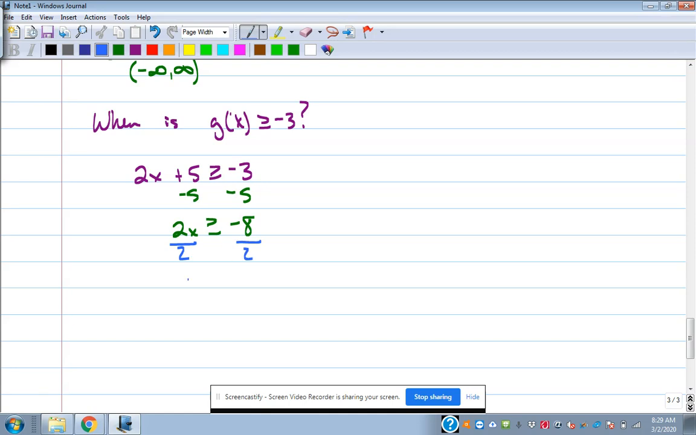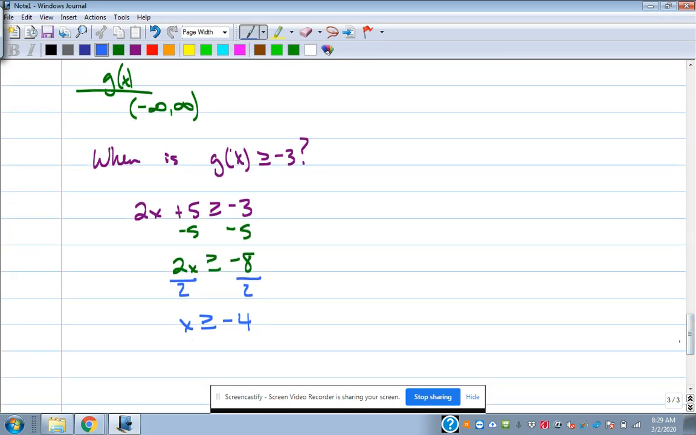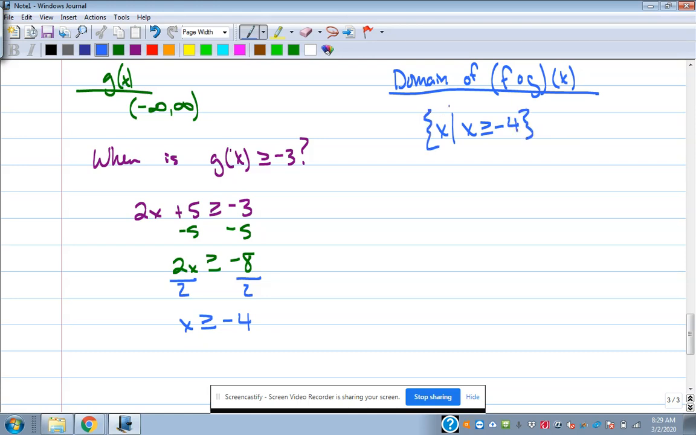Divided by 2. It works when x is greater than or equal to -4. So the domain of f composed with g is all x's as long as x is greater than or equal to -4. Even though there were no restrictions on g of x, we had restrictions on f of x, so that caused there to be restrictions on the composite function. Okay.